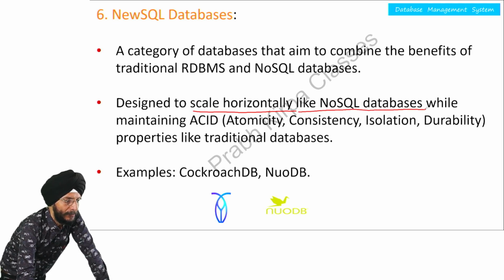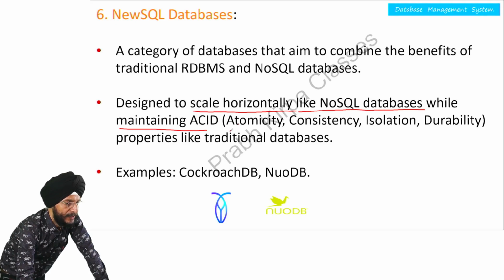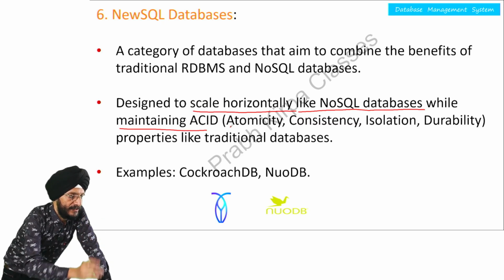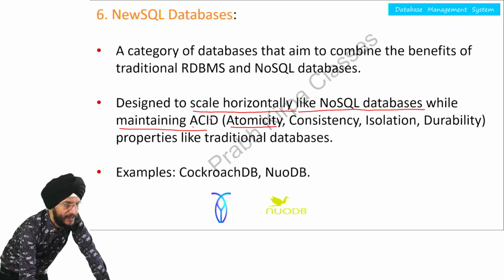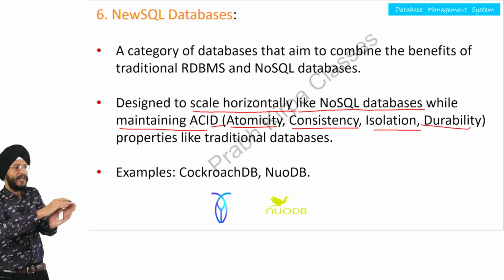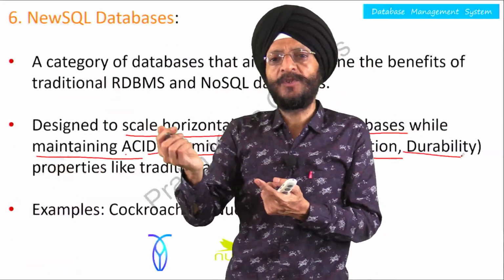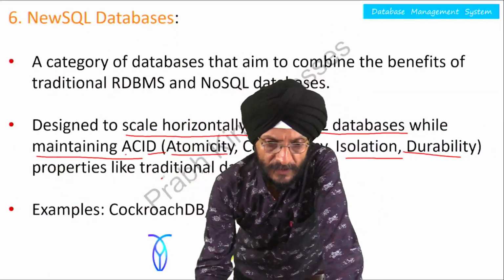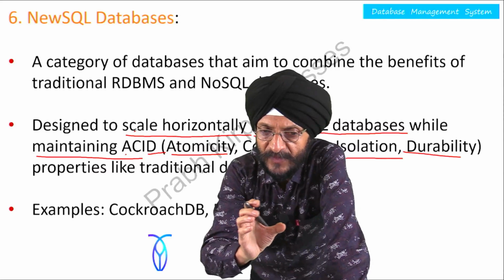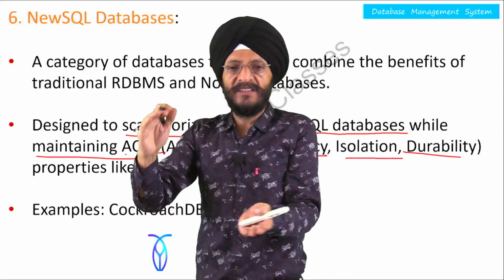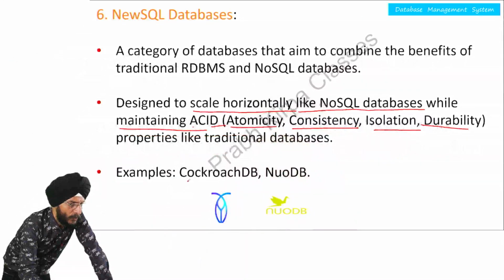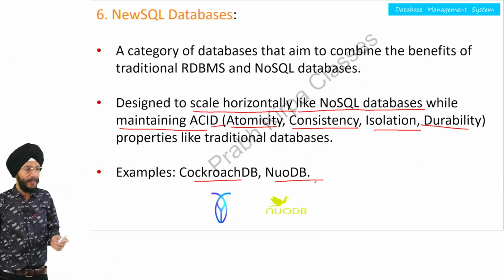Like NoSQL databases, while maintaining ACID. ACID means these are the properties of relational database systems. A stands for atomicity, C stands for consistency, I stands for isolation, D stands for durability. We will discuss all about this in detail in our subsequent courses. So these databases have the properties of scaling horizontally and also maintaining the ACID properties. The examples of NewSQL databases are CockroachDB and NuoDB.